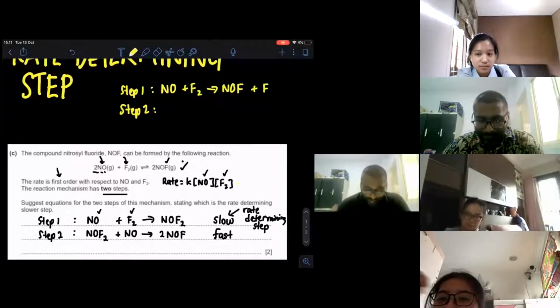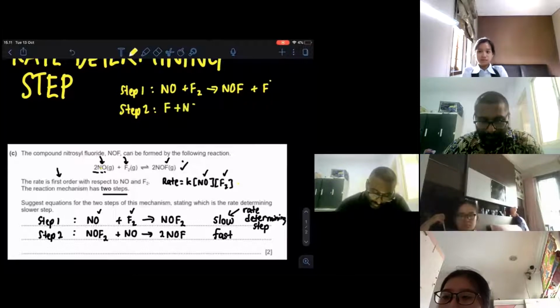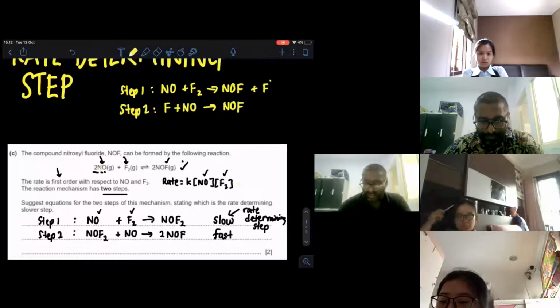And what I have created over here is this F. I need to remove this F. So how do I remove this F? I need to figure out a way. There are 2 NO, so probably I'll just put 1 NO here, and I need another NOF, so probably I'll just put something like this. Whereby when I add step 1 and step 2, the F will be cancelled, and you are going to get 2 NO plus F2 to give you 2 NOF.